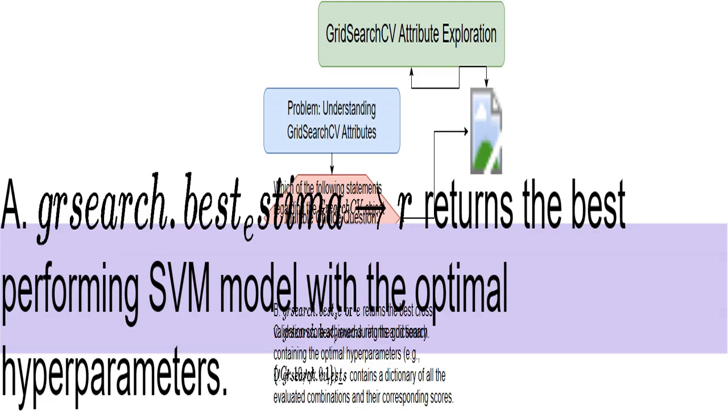The "best_score_" attribute stores a single numerical value, the best cross-validation score obtained. This score reflects the model's performance using the optimal hyperparameters, averaged across the folds of cross-validation. For example, it could be the highest average accuracy.